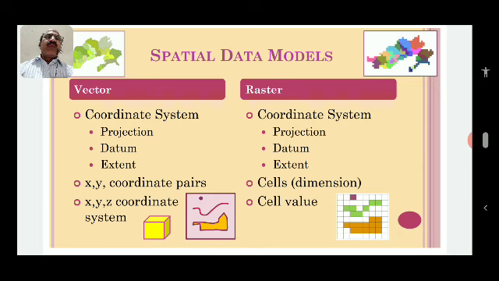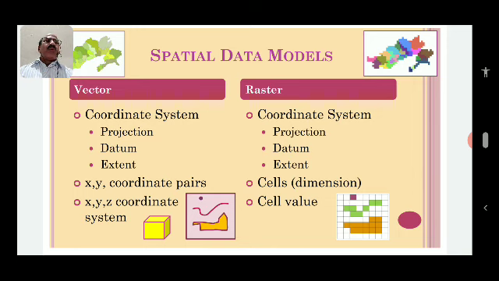Then we have the XYZ coordinate system. Basically it is used for the altitude models. It can also be used for any other values like temperature, rainfall, air pressure, many things, or even population, literacy. All those things can be modeled with the Z for any particular point.